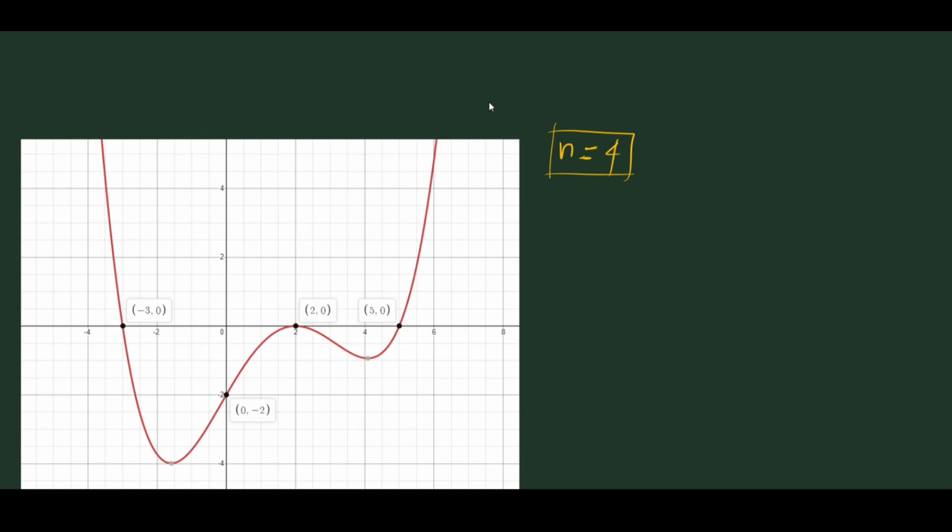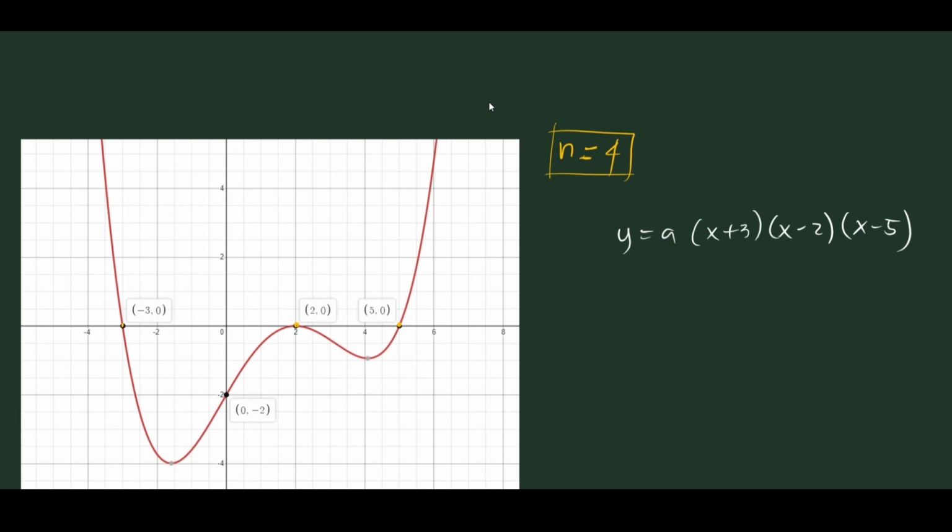Okay, so what's the next thing that we need to do? We need to find the zeros, because that will give us an idea of what the factors are. So you have your (-3, 0), you have your (2, 0), and (5, 0). So you can write our equation as y is equal to a multiplied by (x + 3), then (x - 2), and then (x - 5). So very cool, we are almost there.